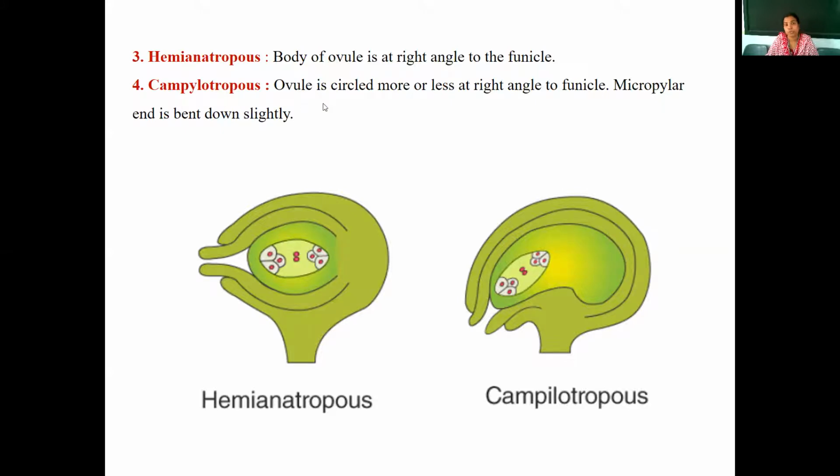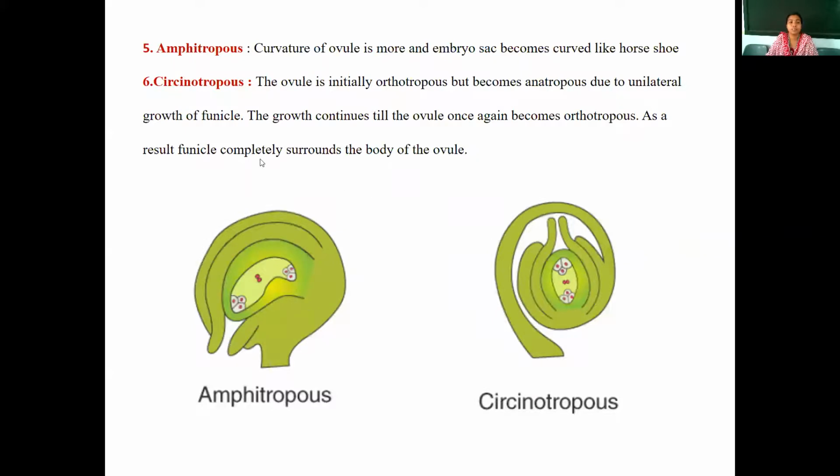The fourth one is the campylotropous ovule. It is curved, more or less at a right angle to the funicle, slightly bent down. That is campylotropous. And the fifth one is amphitropous.